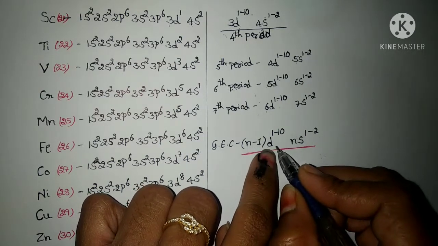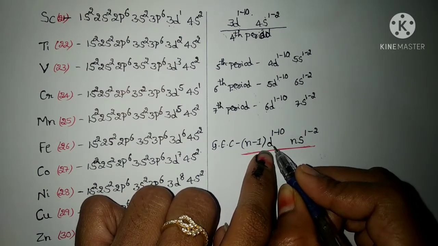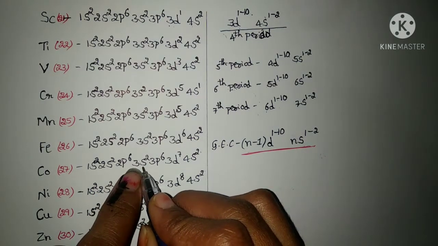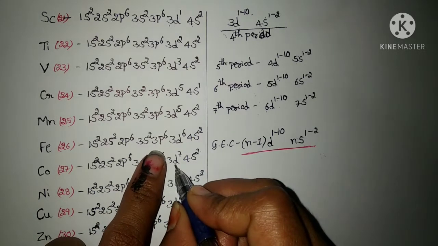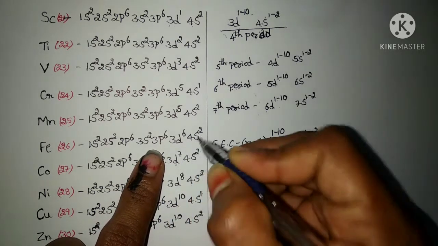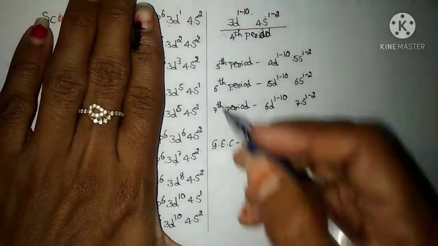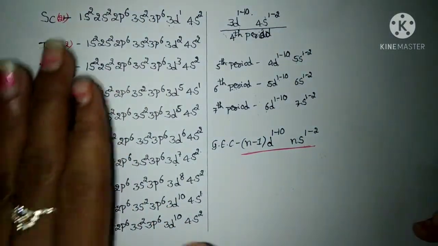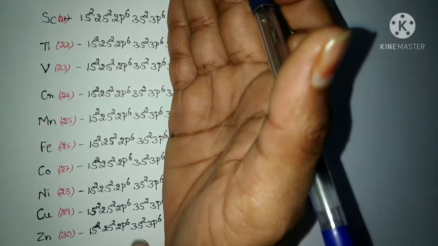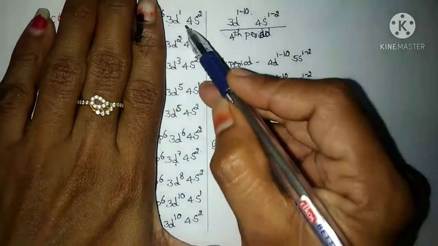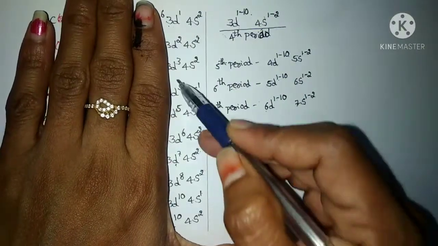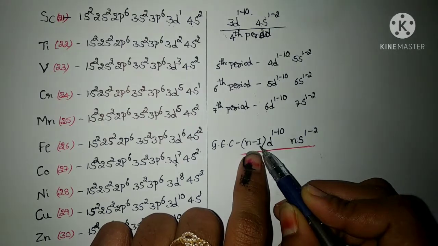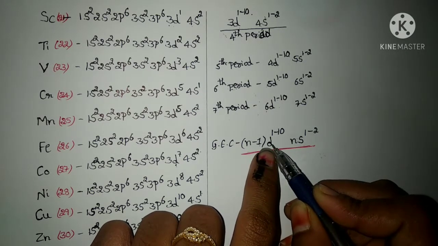In the penultimate shell, the d orbital is where the electrons vary. That's why we consider only d, not 3s or 3p, only 3d or 4d, 5d, 6d. We are not considering the s or p orbitals of the penultimate shell because there is no difference in the electrons there. But there is a difference in the electrons of the penultimate shell d orbital, that's why we consider it.